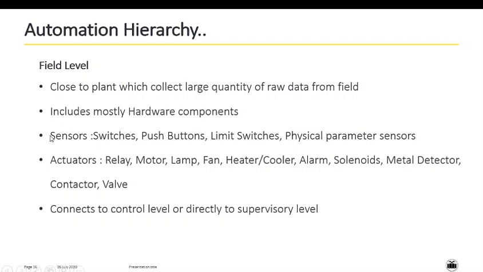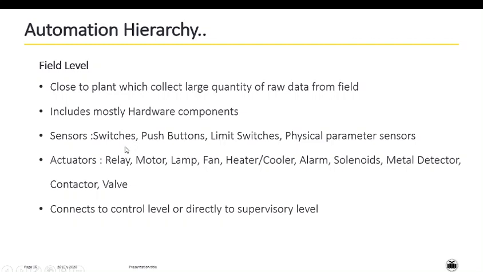So you know the definition of the sensor. A sensor is a device which converts a physical signal into an electrical signal. This electrical signal can be analog or digital in nature. Based on the requirement of the controller, you have to convert this signal into the appropriate format. Okay, so what are the examples of sensors?